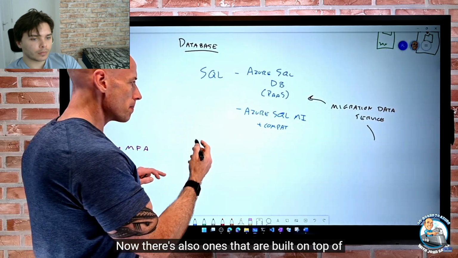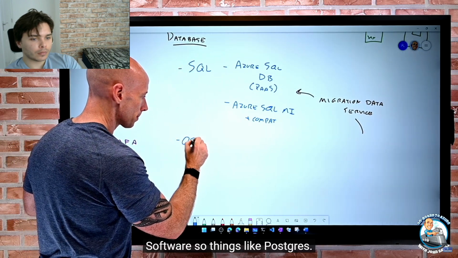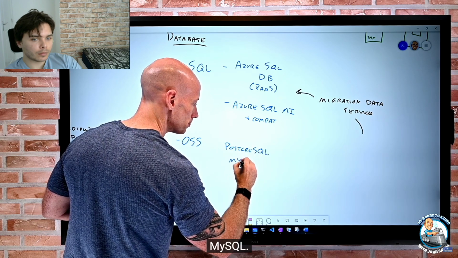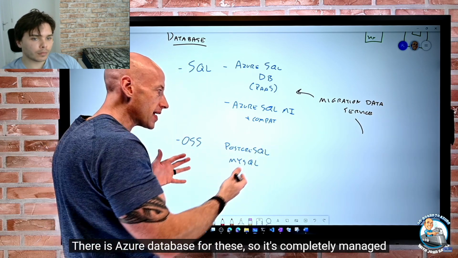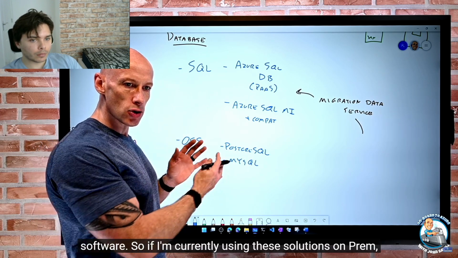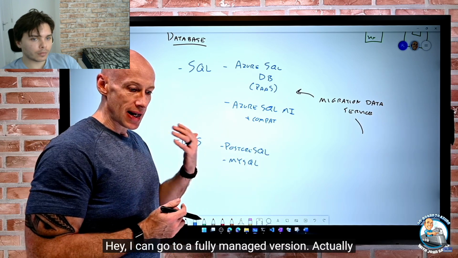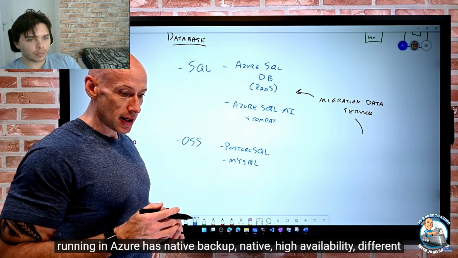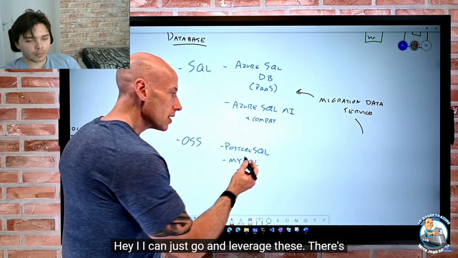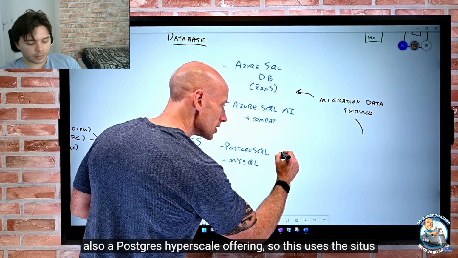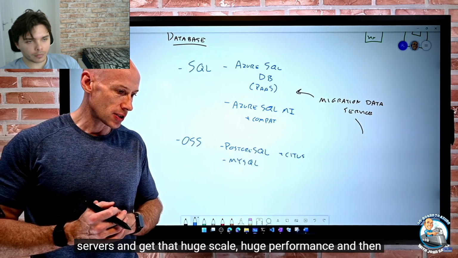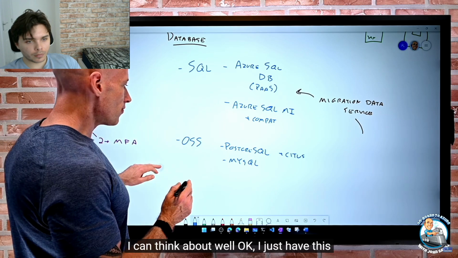Now, there are also ones built on top of open source software, like Postgres and MySQL. There is Azure Database for these. They're completely managed offerings, but built on that open source software. So if I'm currently using these solutions on-prem, I can go to a fully managed version running in Azure. It has native backup, native high availability, different scaling options, full monitoring, and I can just leverage these. There's also a Postgres hyperscale offering. This uses the Citus extension to give me sharding of the data over multiple servers and get huge scale, huge performance.